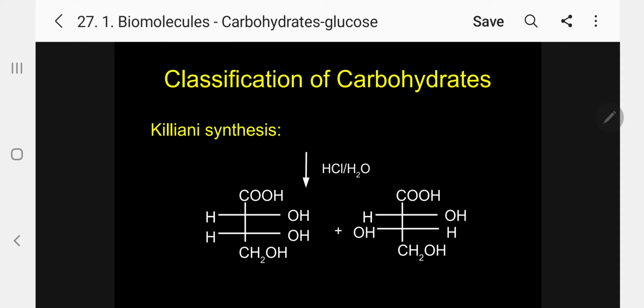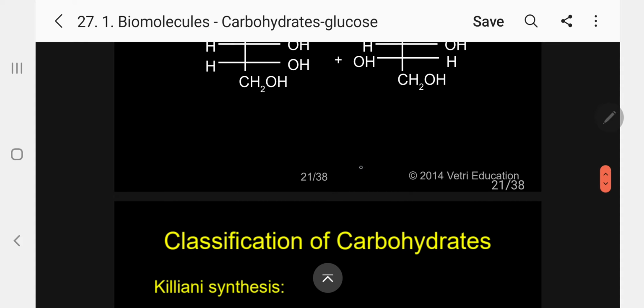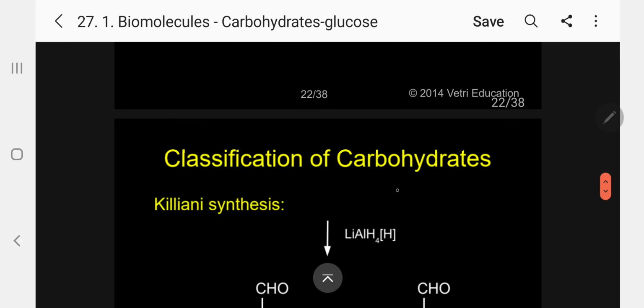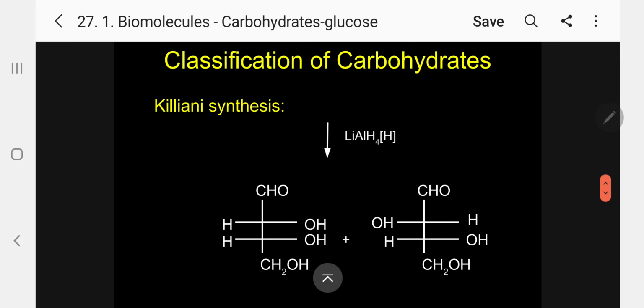Then, third step, when you heat this hydroxy acid, it will form a lactide, that is a cyclic ester. So both will form a cyclic ester. Kindly follow. Then further, on reduction with lithium aluminum hydride, we can restore the aldehyde group. Kindly follow. So now what will happen?